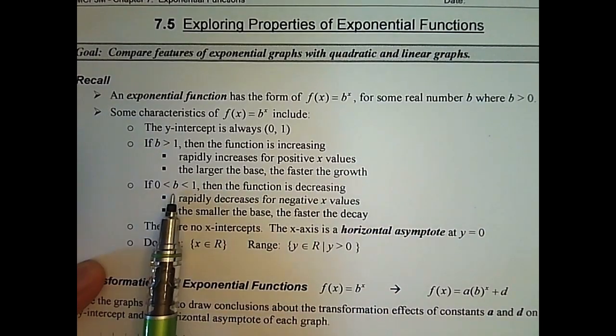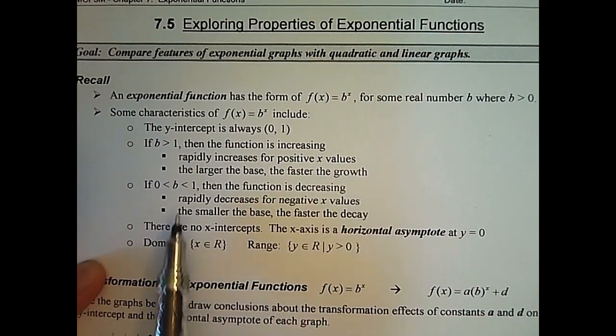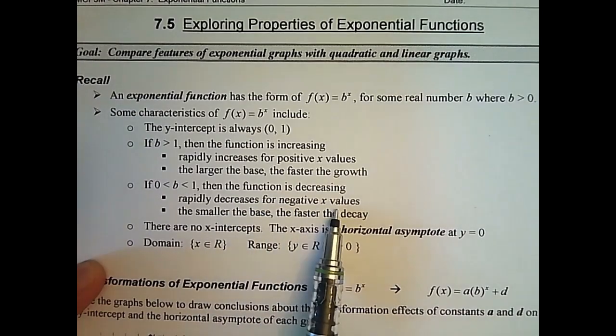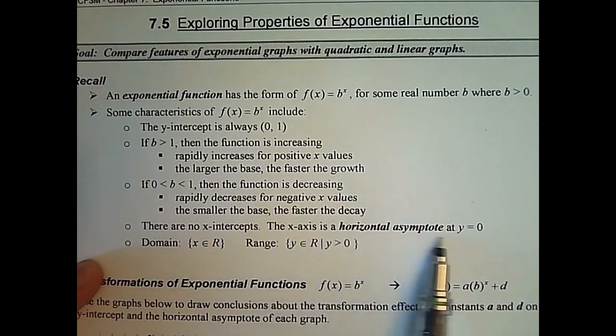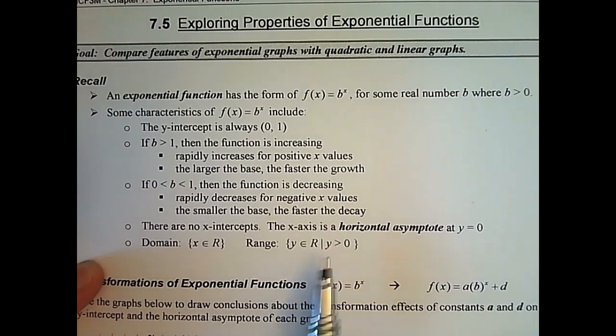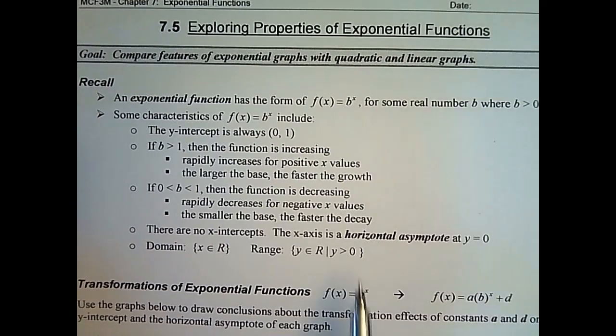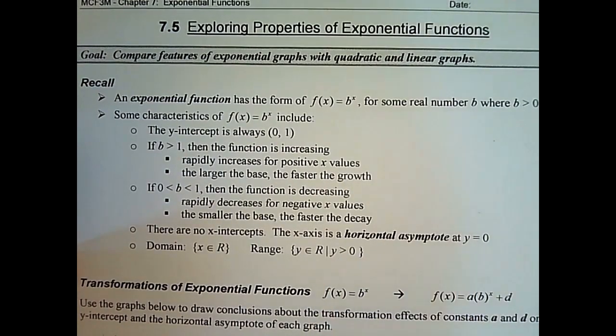If the b value is a fraction, or between 0 and 1, which means it has to be a fraction or a decimal, then the function is decreasing. It rapidly decreases for negative x values, and the smaller the base, the faster they decay. There are no x-intercepts. The x-axis is a horizontal asymptote at y equals 0. The domain is x is any real number. And the range is y is any real number where y is greater than 0. And notice again, not greater than or equal to 0. It has to be greater than 0 because of our horizontal asymptote.